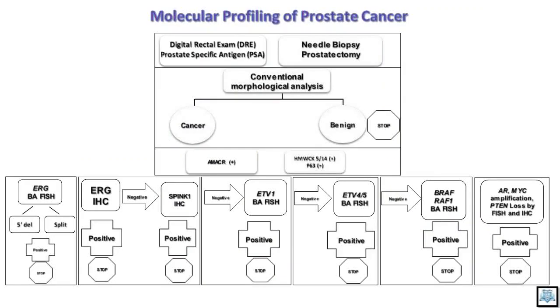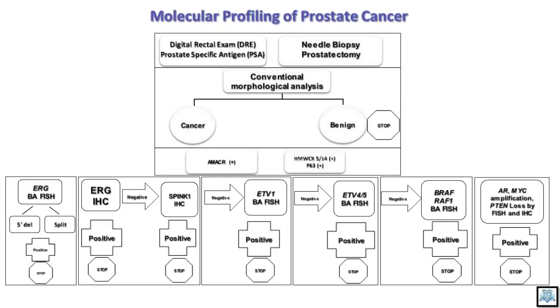So here I'm showing you a scheme, a flow diagram, if you want to screen for prostate cancer markers. As you can see, if you get a tissue biopsy, needle biopsy or prostatectomy sample, it goes to pathological examination. They do the morphological analysis, whether there is a cancer or it is normal. When there are very small atypical lesions, additional staining can be done to rule out whether they are cancer or benign, like high molecular weight cytokeratin, P63 and AMACR staining to rule out the small atypical glands.